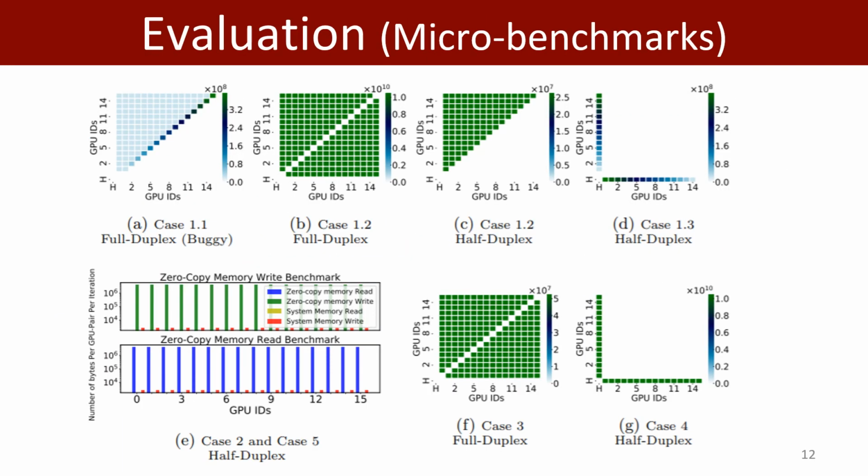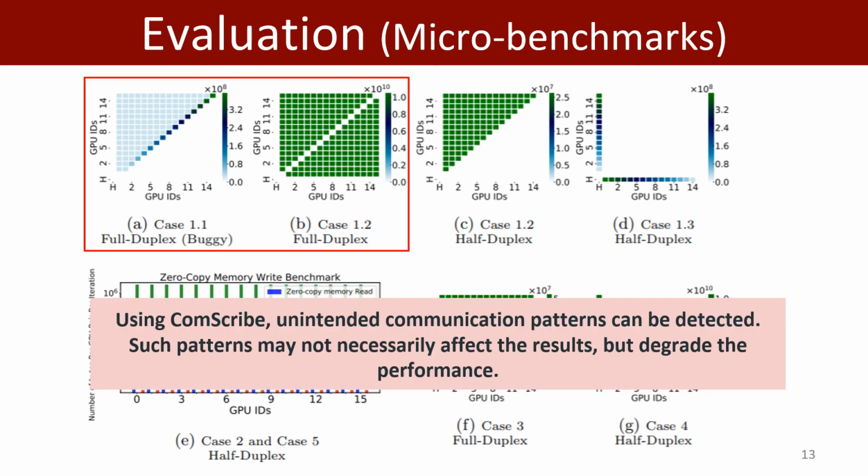Here we present the communication matrices generated by ComScribe for the number of bytes transferred for 8 micro benchmarks with known communication patterns from the ComScope and MGBench benchmark suites. Figures A and B show communication matrices for explicit peer-to-peer full duplex communication. The benchmark in A belongs to ComScope while the one in B belongs to MGBench.